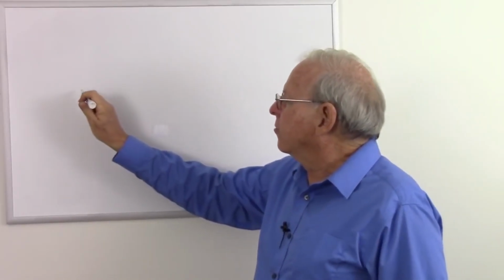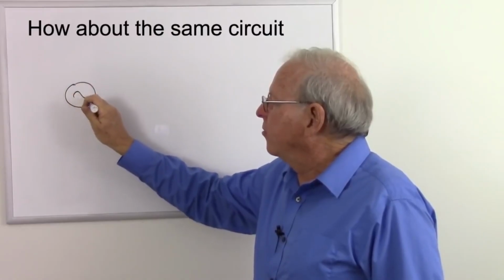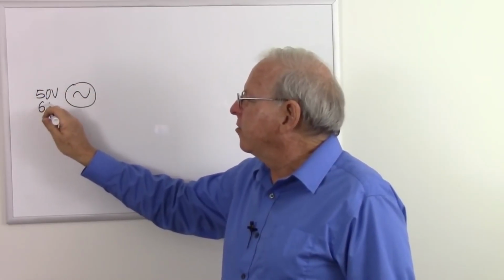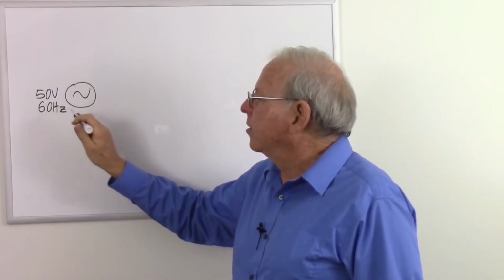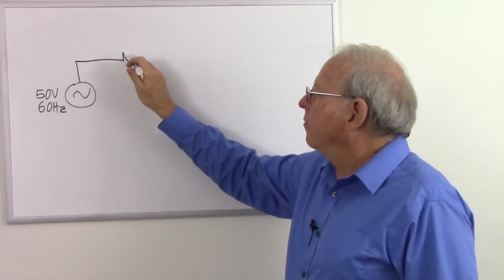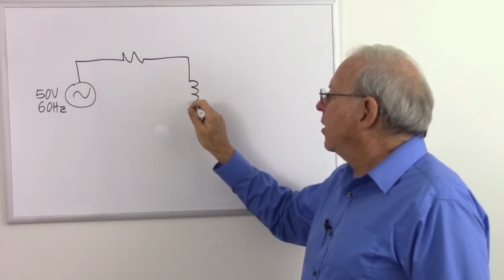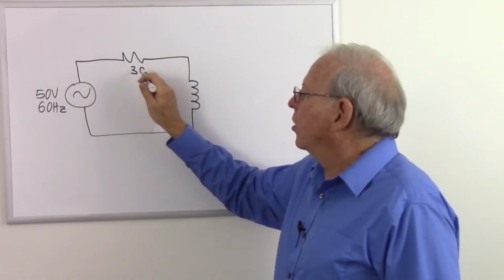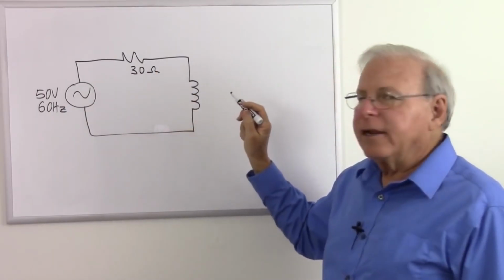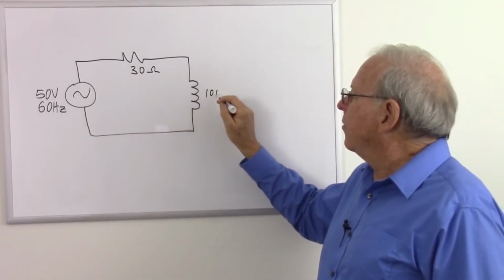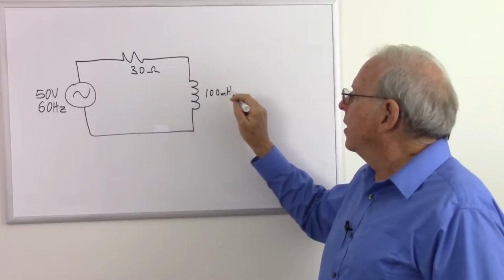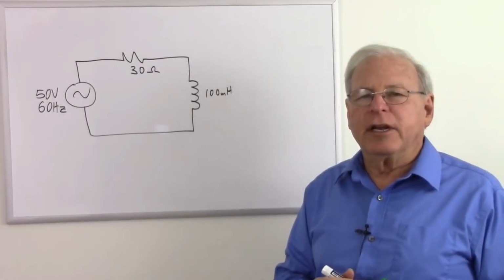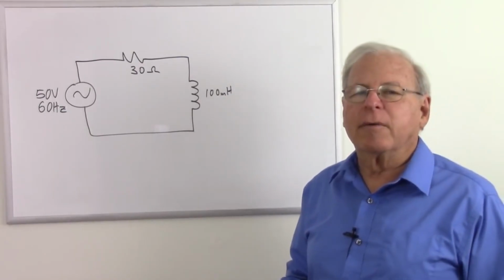So let's take another practical circuit. I'm going to have an AC source. We will make this 50 volts at 60 hertz, just like we did with the capacitor. This will go through a resistor and then an inductor. And just like with the capacitor, let's make this a 30 ohm resistor. And let's make this a 100 millihenry inductor. So we had a 100 microfarad capacitor. We'll use a 100 millihenry inductor because I like the way the numbers come out with that.